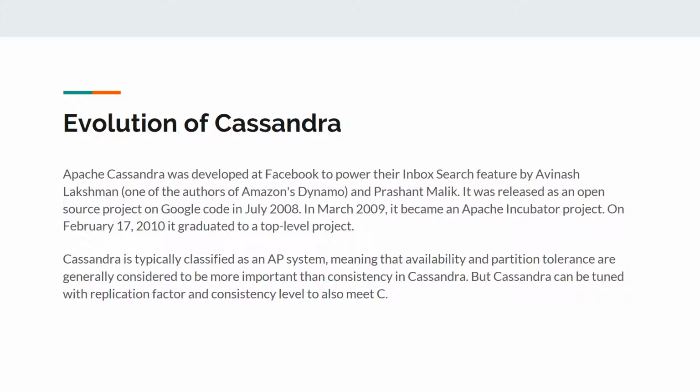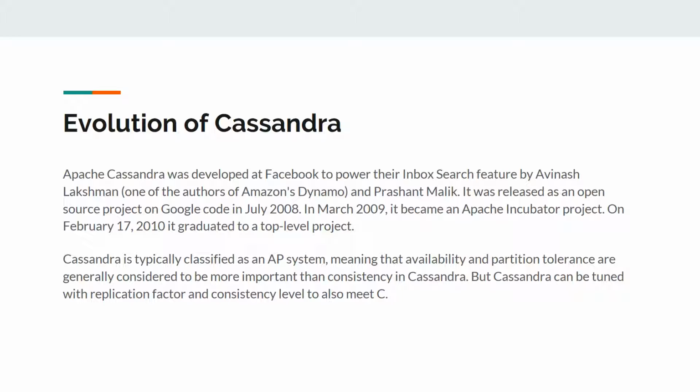Cassandra is typically classified as an AP system. The CAP theorem, which is also known as Brewer's theorem, states that it is impossible for a distributed computing system to simultaneously provide all three of the following guarantees: C, which stands for consistency, which says all nodes see the same data at the same time.